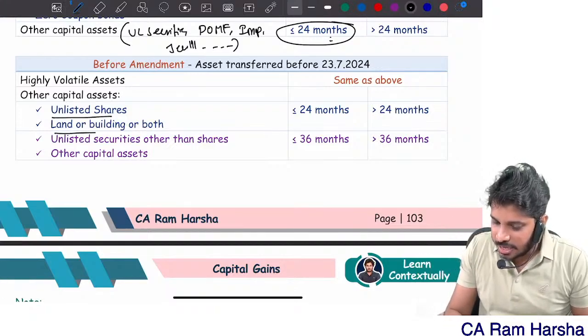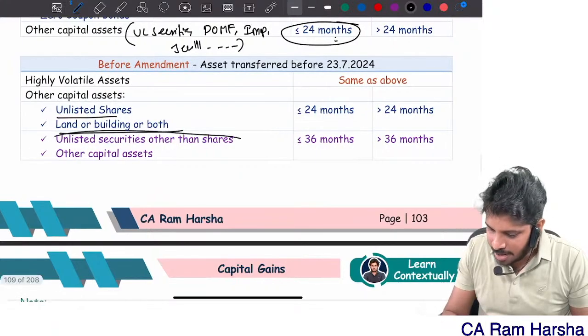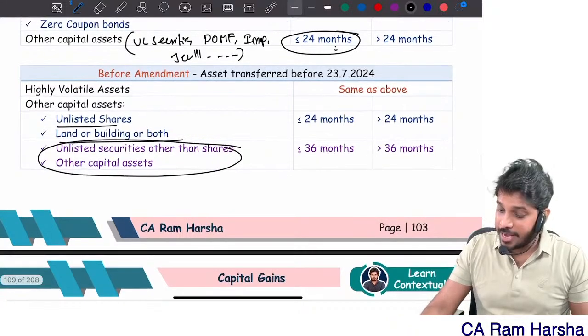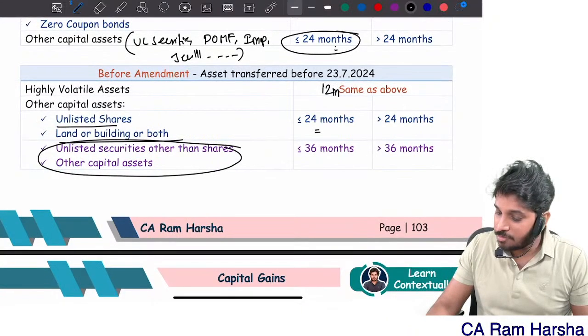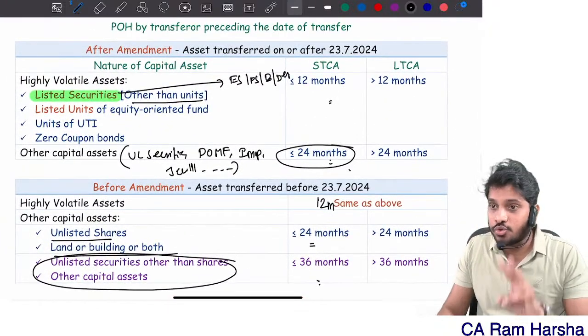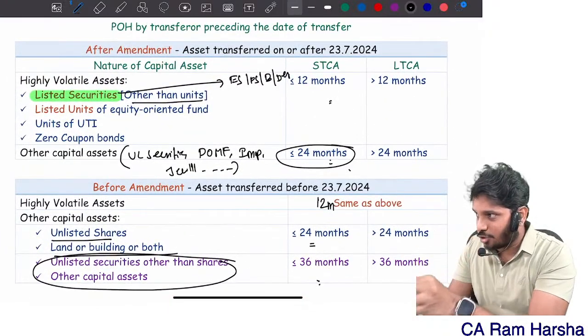You know, before the amendment, we had two classifications for these assets. Unlisted shares and land and building were in one, and the remaining assets in another. Before the amendment, we had 12 months logic, 24 months logic, and 36 months logic, whereas after the amendment, we have only two logics: 12 months and 24 months.